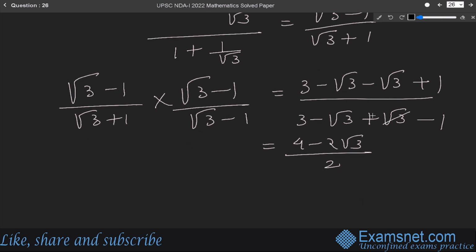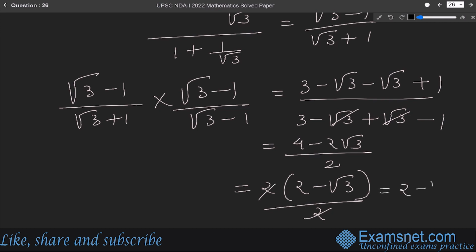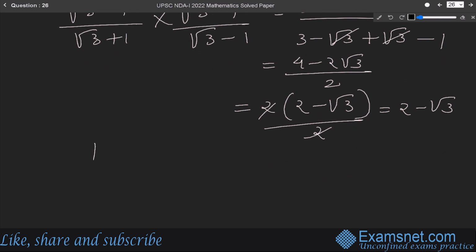The plus root 3 and minus root 3 will be cancelled. Now taking 2 common from this, (2 minus root 3) upon 2. So the remaining answer is 2 minus root 3. Now we have got the value of tan 15, which is 2 minus root 3.